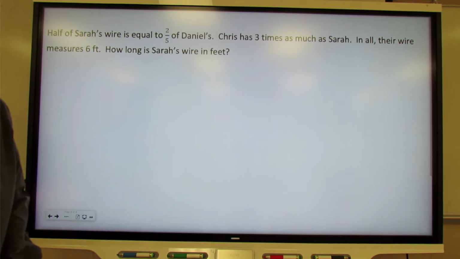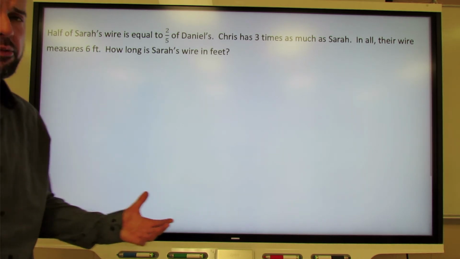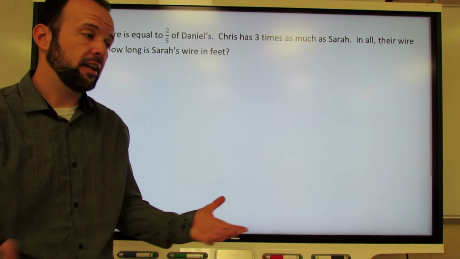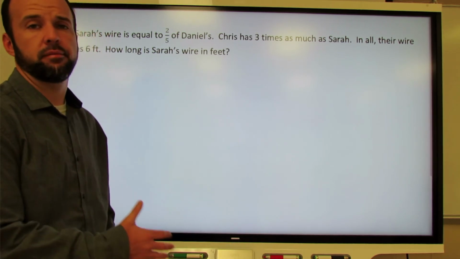Man, got a lot of stuff going on here. We got Sarah, we got Daniel, we got Chris. We got them all hanging out. They have these different wires, trying to measure them. I don't know why. I guess it's measure wiring day, something like that.